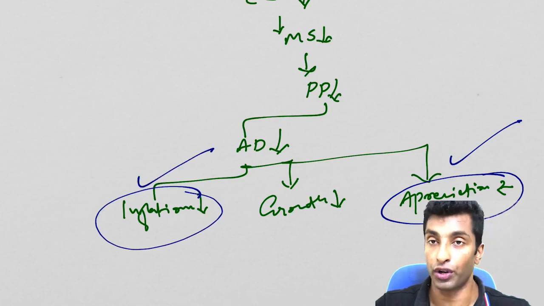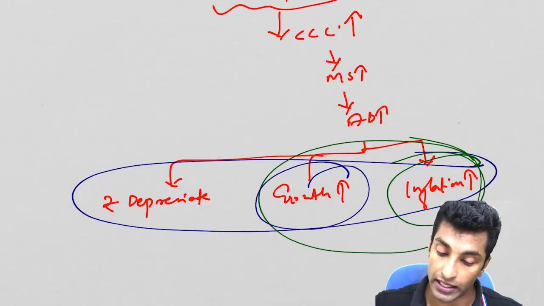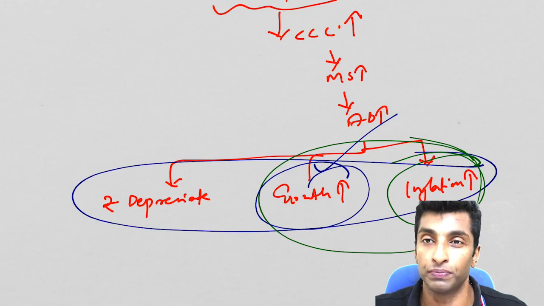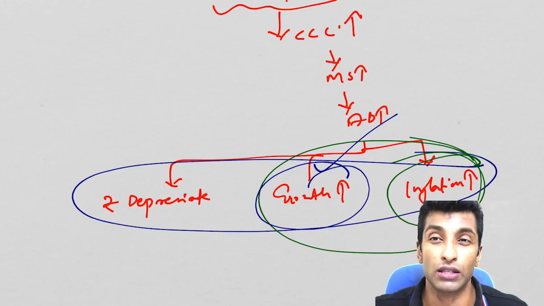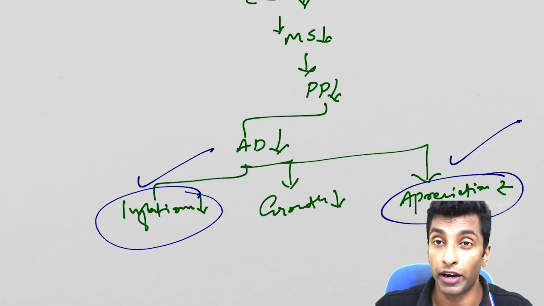Okay, so to check depreciation of the rupee, this is what you need to do. To check inflation, this is what you need to do. But in case of growth, to check growth, this is what you need to do. So I hope this is clear for all of you. There is no need to have any doubt here. So I hope the monetary policies are clear.